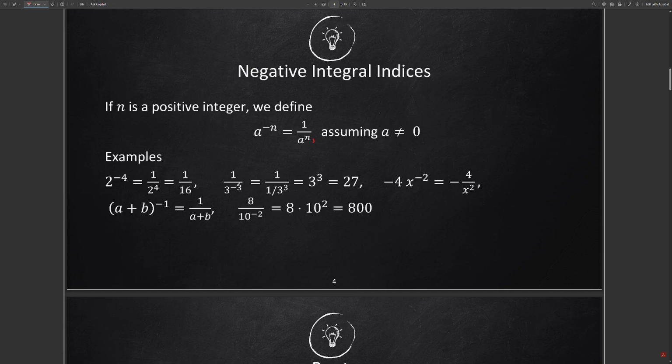1 upon 3 to the power of negative 3. So we could represent this as 1 upon 3 to the power of negative 3. This could be like 1 over 1/3 to the power of 3, which is equal to 3 to the power of 3, which is equal to 27. So the negative power could be in our denominator as well.